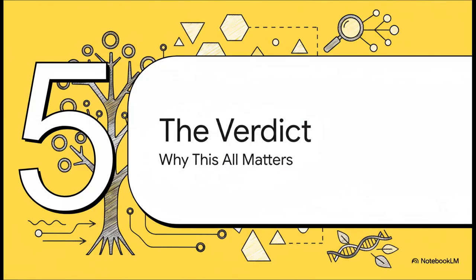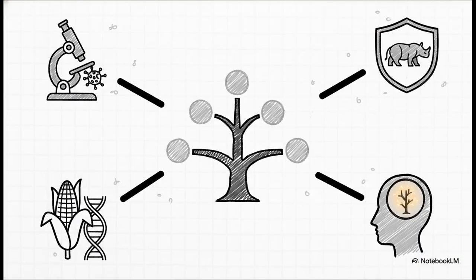So, okay, we've basically solved the mystery. We know how to trace the connections across all of life. But what's the verdict? So what? Why does spending all this time building and reading these massive family trees actually matter in the real world? Well, it turns out the impact is huge. I mean, absolutely enormous. In medicine, we use these exact same trees to track how viruses like the flu or COVID-19 evolve and spread around the world.